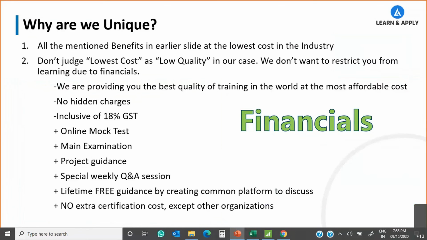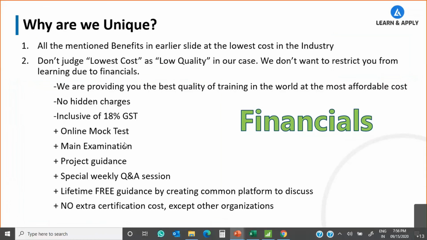Financial perspective. Though we are the best in quality in the world, we have the lowest cost, and there are also no hidden charges. We are inclusive of 18% GST, so it is not like this is the cost and after that there will be GST. No, everything will be included in the cost.